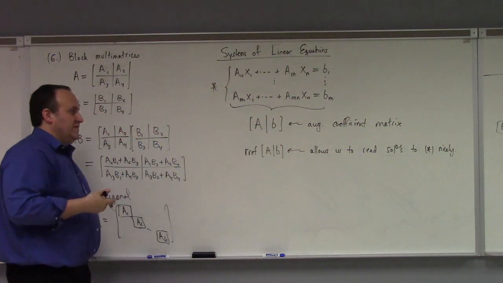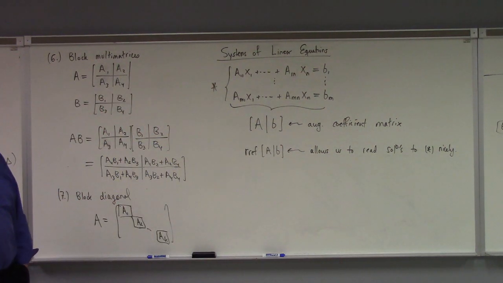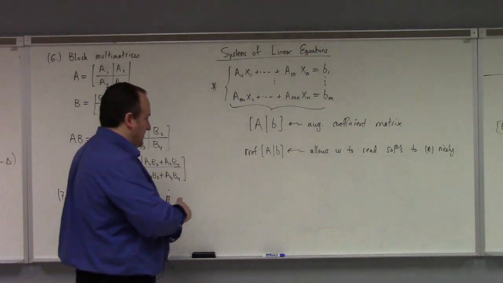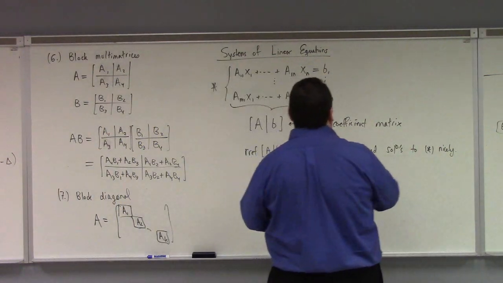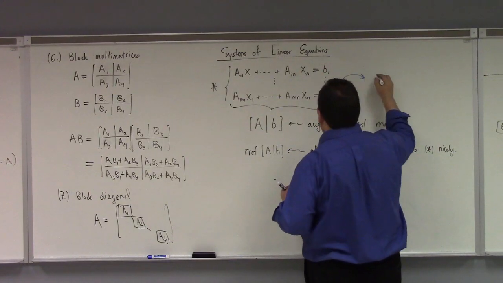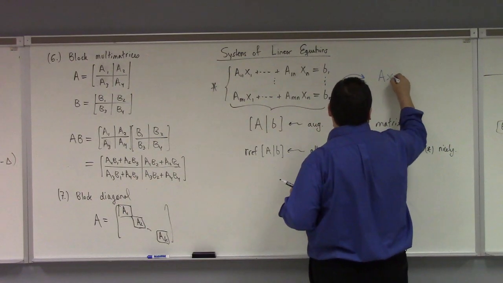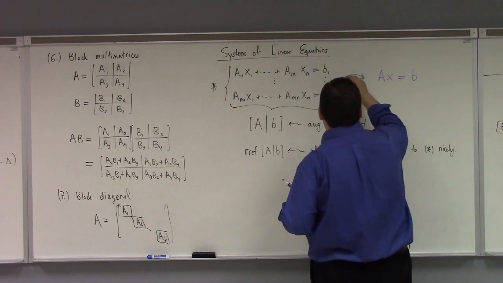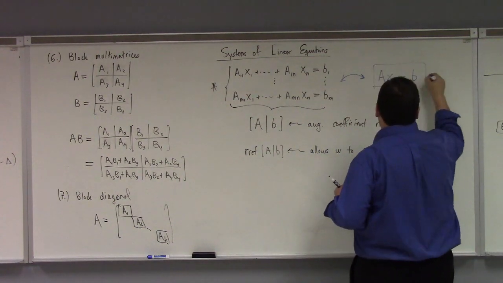So what's some terminology I should remind you? The system is said to be consistent if the solution set is non-empty, right? The system is said to be homogeneous if all of the b's are 0. If there's even one b which is not 0, it's said to be non-homogeneous, right? And of course the other thing that's much nicer to look at is A times x equals b, right? So this is the vector form of the system.